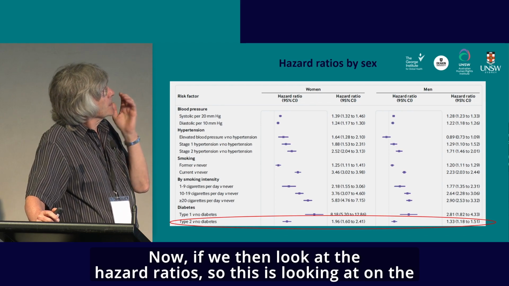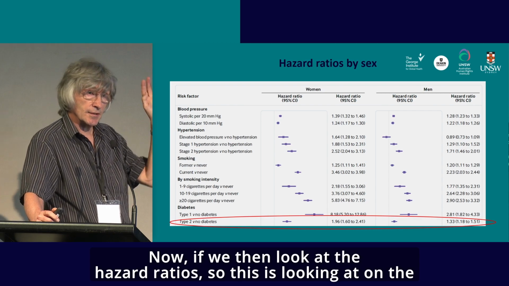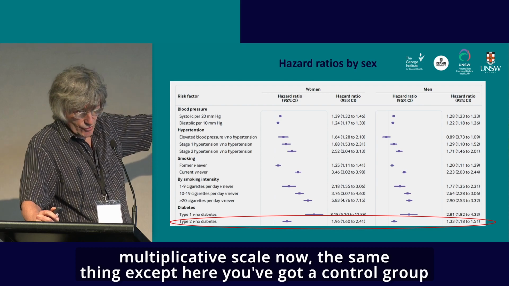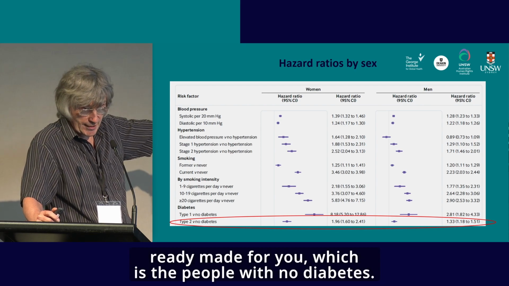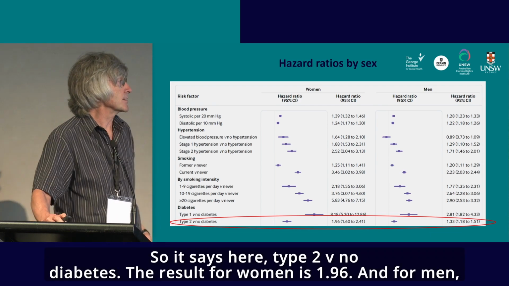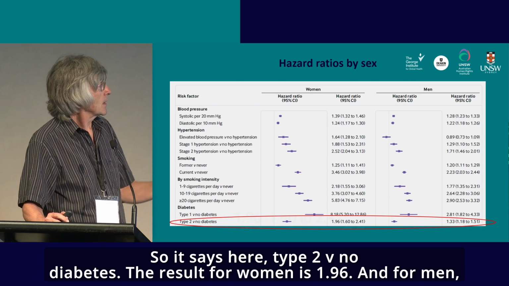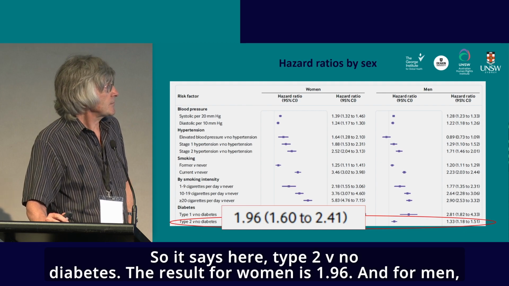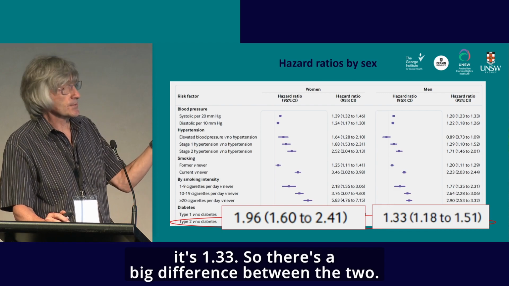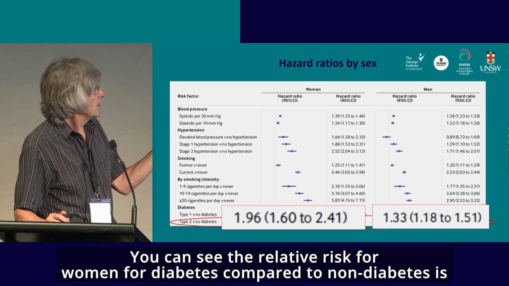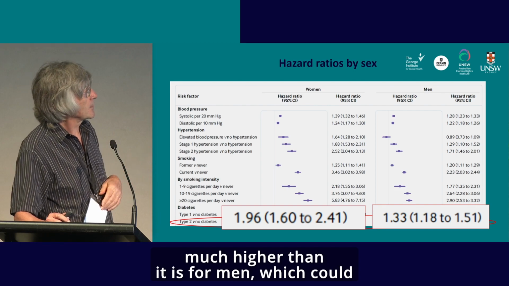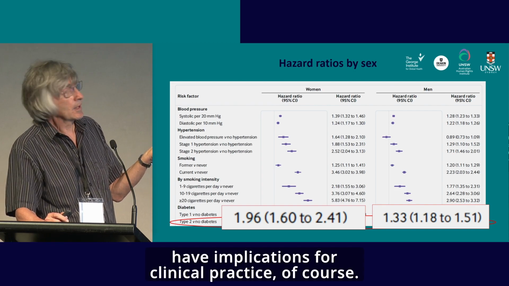Now, if we look at the hazard ratios, so this is on the multiplicative scale now, it's the same thing, except here you've got a control group ready-made for you, which is the people with no diabetes. So it says here type 2 versus no diabetes. The result for women is 1.96, and for men it's 1.33. So there's a big difference between the two. You can see the relative risk for women for diabetes compared to non-diabetes is much higher than it is for men, which could have implications for clinical practice, of course.